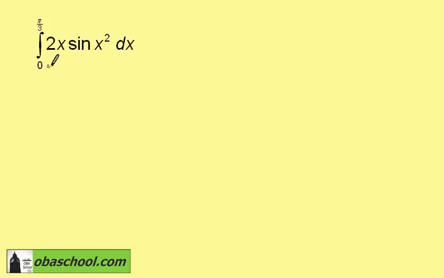We want to integrate 2x times sine of x squared with respect to x between x is 0 and x is pi by 3. Here we're going to let u be equal to x squared. Then du dx is equal to 2x, and so du is equal to 2x dx.